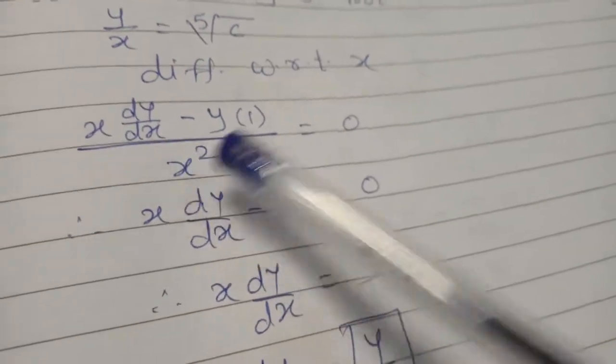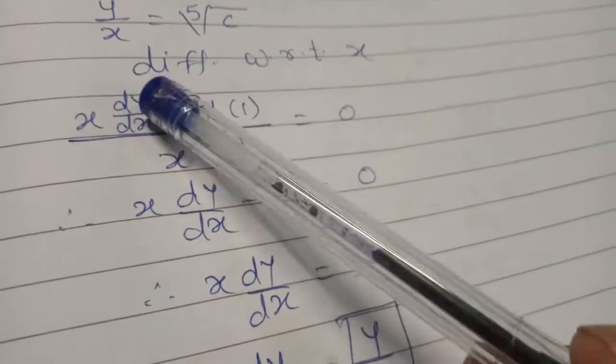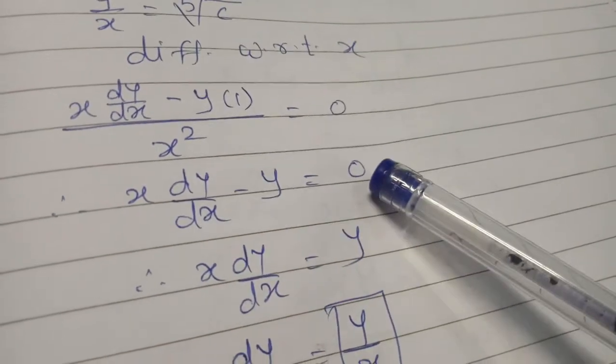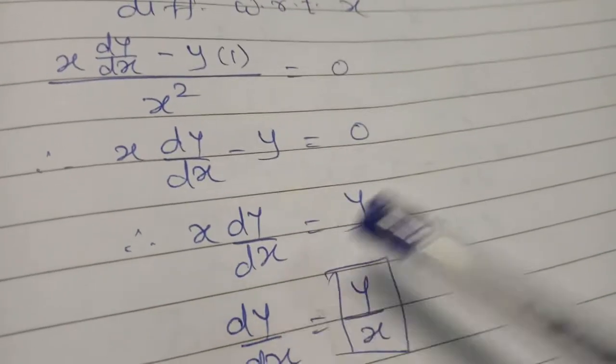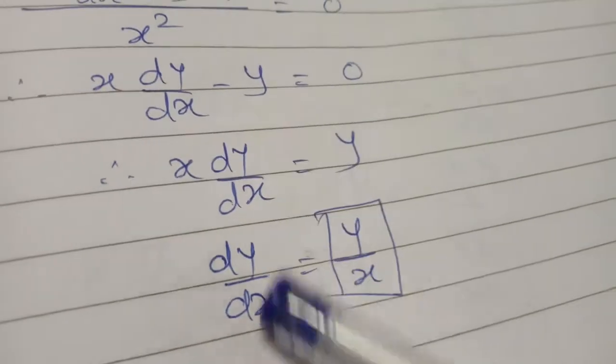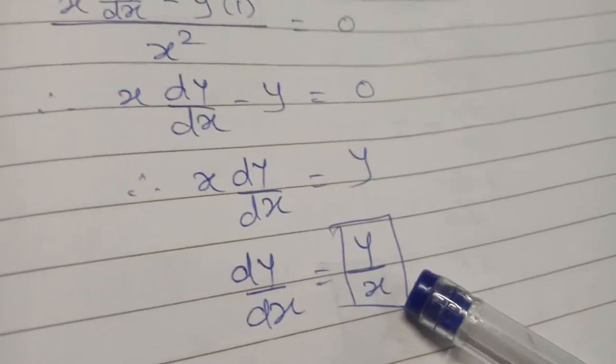Now we are moving this x square to this side, so it will become 0. So x into dy by dx minus y is equal to 0. So x into dy by dx is equal to y, and so dy by dx is equal to y upon x.